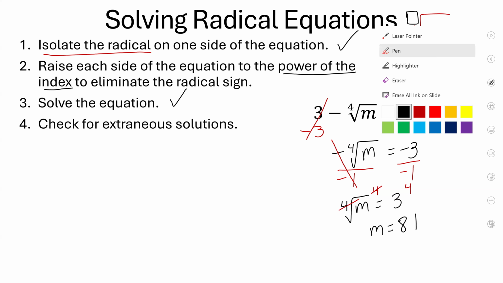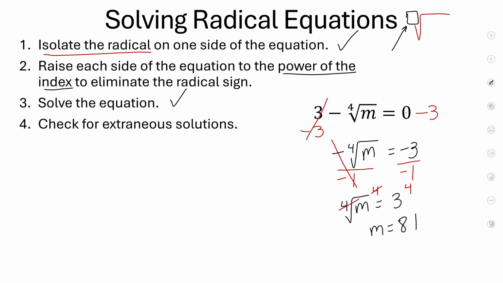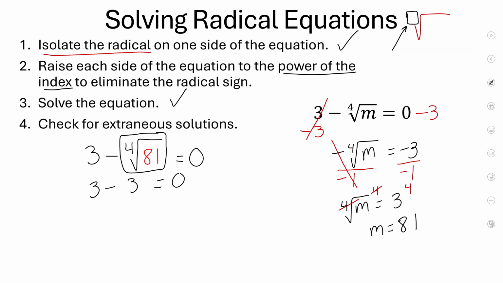Now, the most important step is to check for extraneous solutions. So I'm going to write the original problem again, and instead of writing the letter m, I'm going to put 81 right there. And let's evaluate. 3 minus, what is the 4th root of 81? 3. 3 minus 3 is 0. Both sides match. 0 equals 0 is a true statement. That means this is my answer, 81.